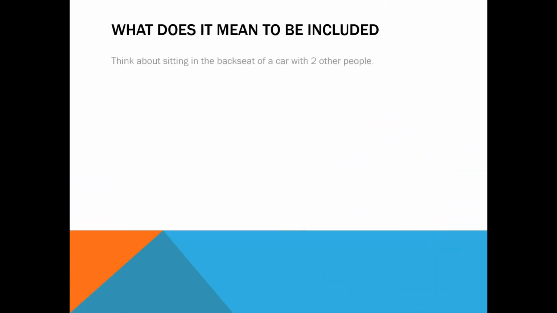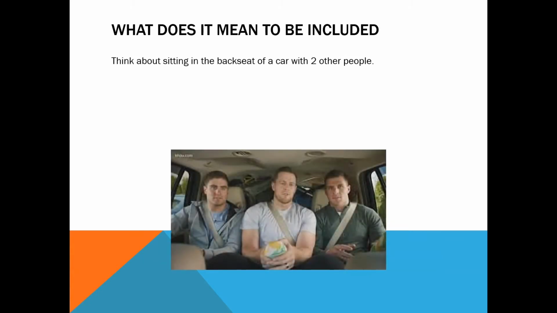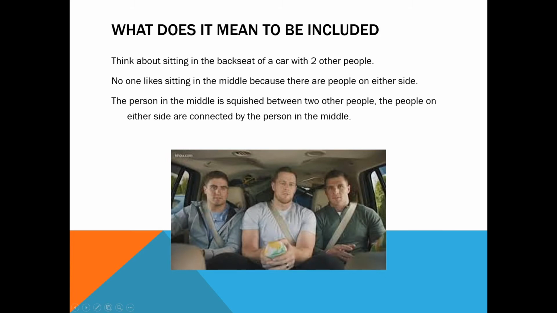In the sense of geometry, if we think about sitting in the back seat of a car with two other people, no one likes sitting in the middle because there are people on either side. But the person in the middle is squished between those two other people, and the people on either side are connected by that person in the middle. So when you're thinking about what's included, we would say that the person in the middle, or whatever is in the middle, is considered included between the other two.